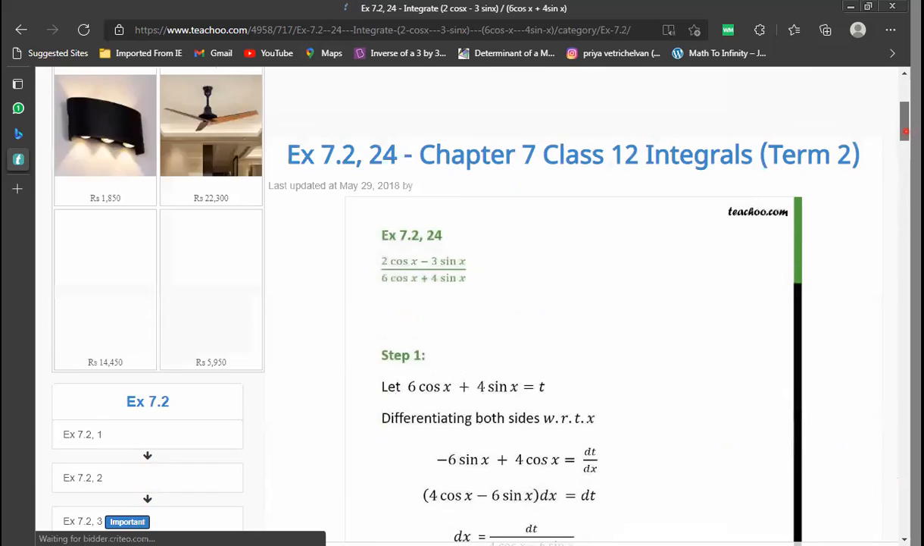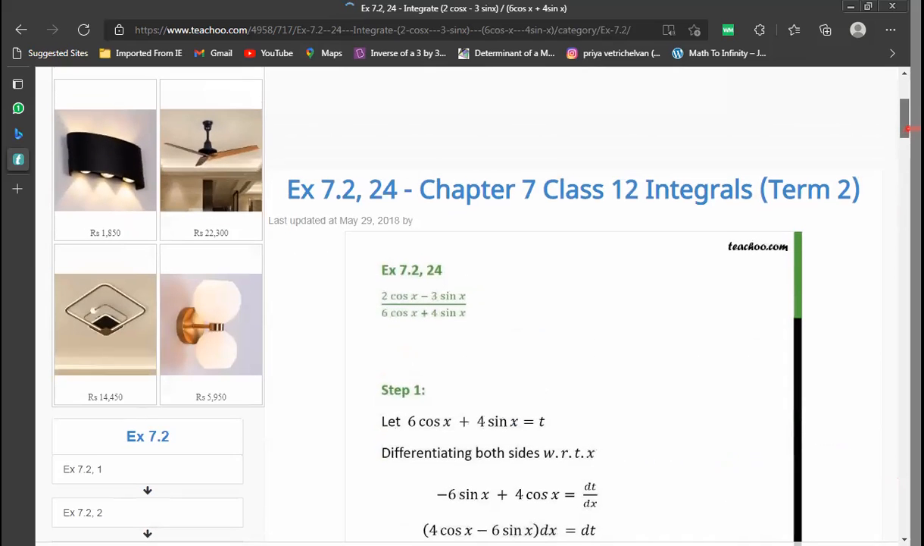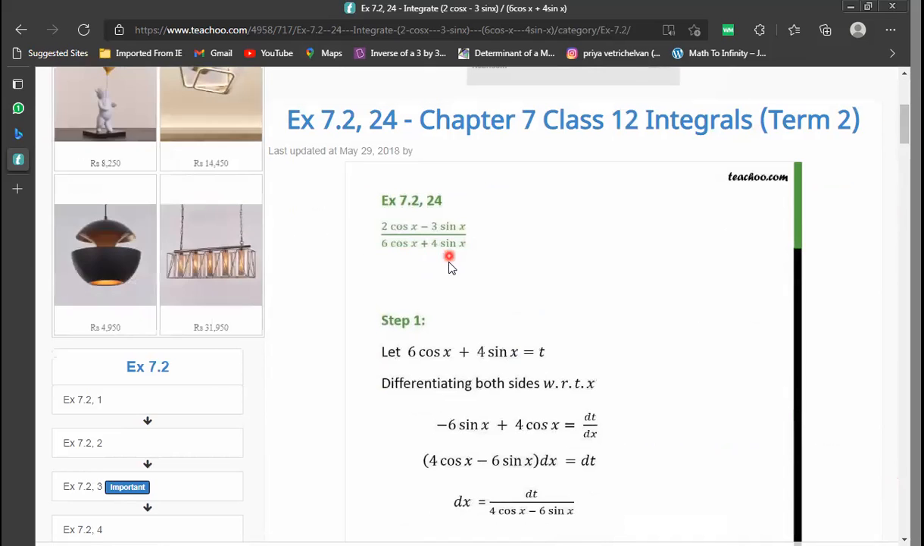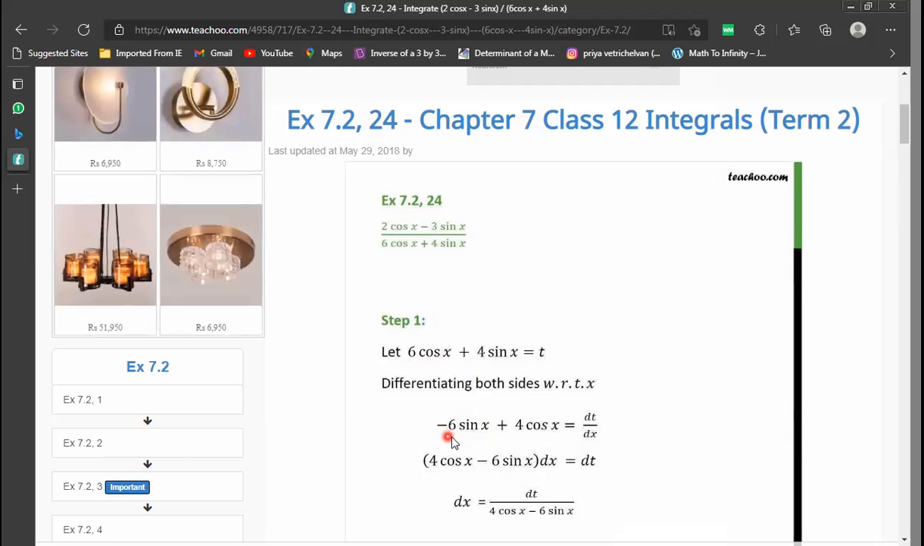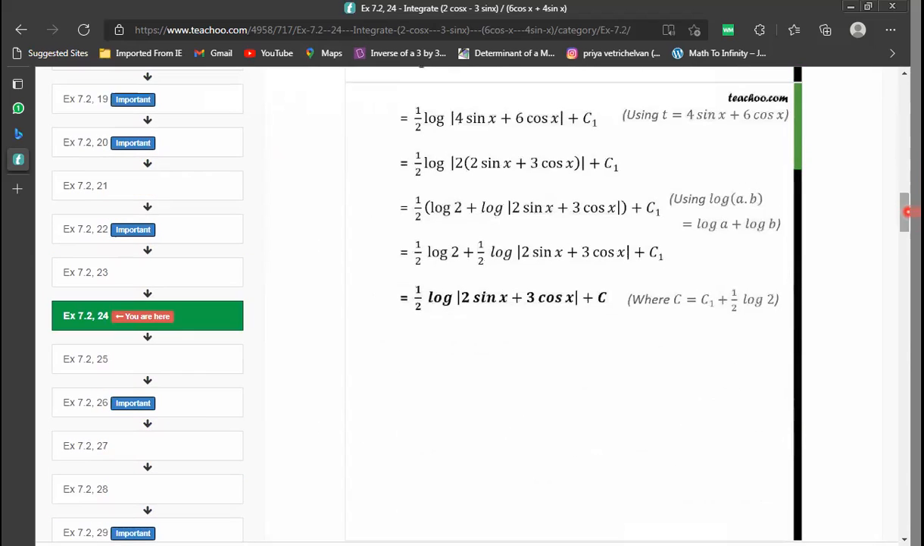2 cos x minus 3 sin x upon 6 cos x plus 4 sin x. So in this, you have to choose your denominator as the t and do the same differentiation. You should be aware of the differentiation of trigonometric formula. Differentiation of cos theta is negative sin theta, and differentiation of sin theta is cos theta. The rest of the things are same only. Same method.